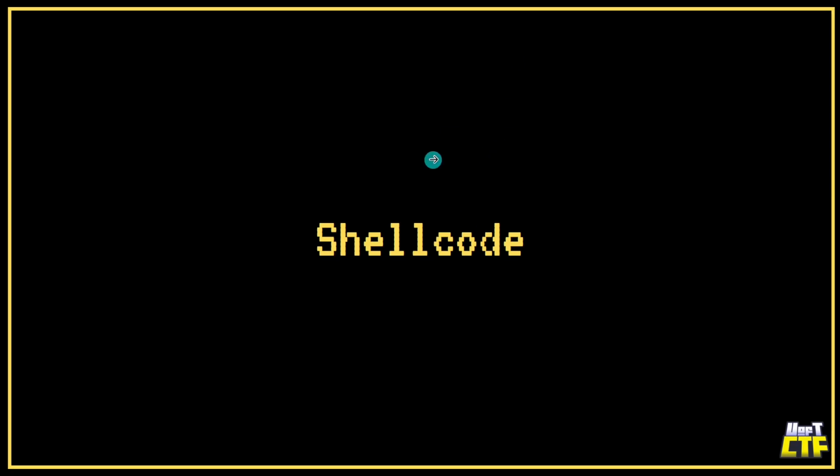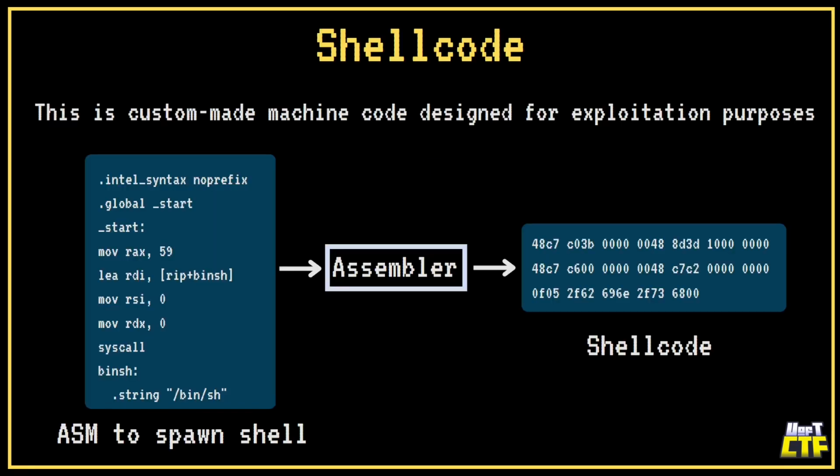Okay, so shellcode is very powerful. Shellcode is essentially assembly. So it's the machine code that you create for exploitation purposes. So this is my assembly, and this assembly is going to compile, or assemble, to some shellcode that when run will open the /bin/sh process.